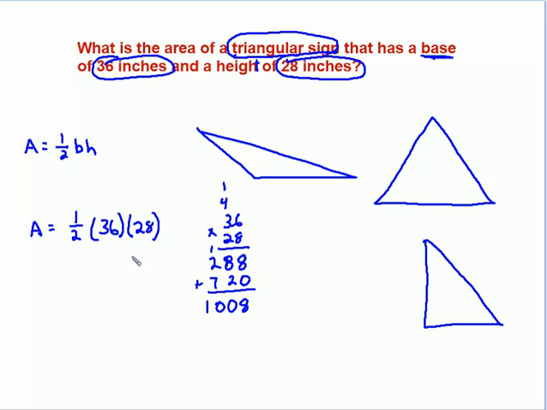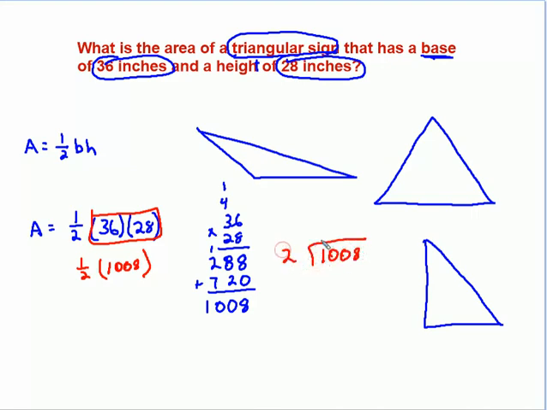1008. Now, we can't forget, all we just did was multiply these guys together. That's all we did, and we got 1008. Now we have to multiply by 1/2, which again just means to divide by 2. So we're going to divide 1008 by 2, and you'll be able to figure this out probably in your head.